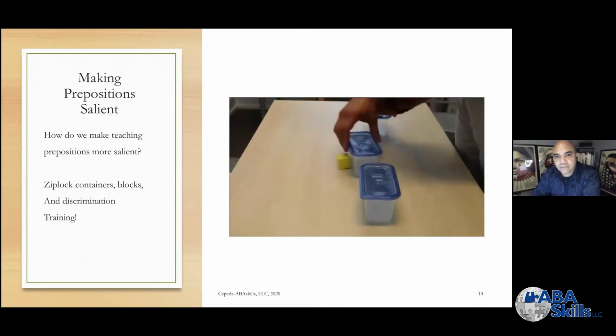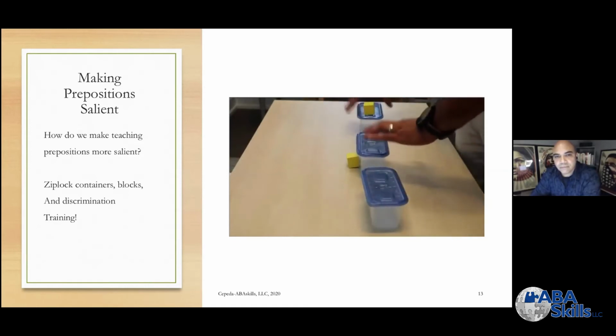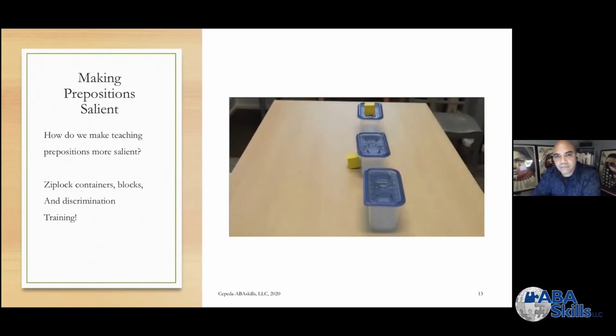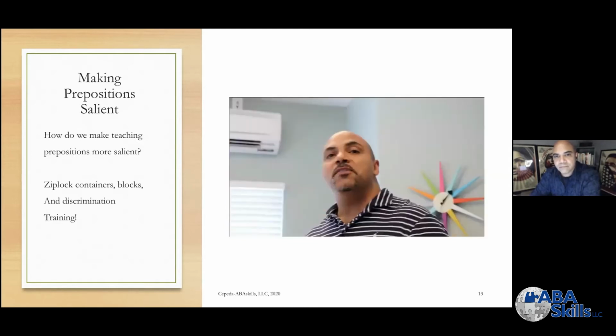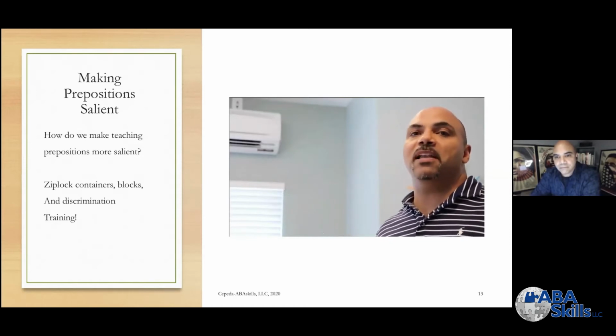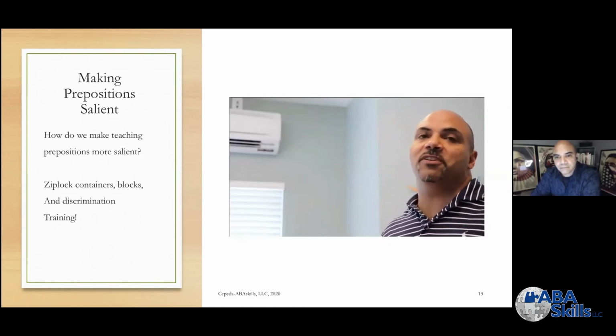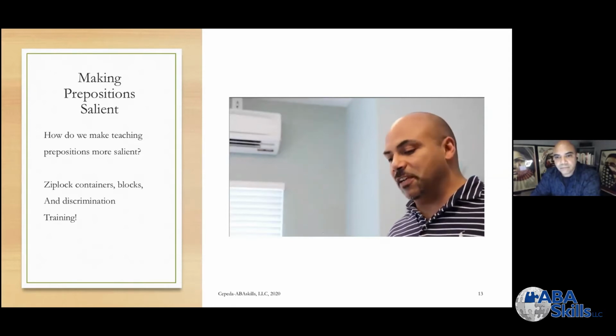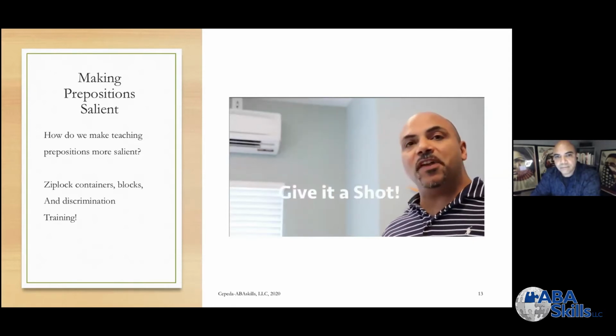There we go. Ready? I like the way your hands are down. You're looking, you're listening, you're following instructions. Touch in front. Very, very good working. So now the learner achieves 90 to 100% independent correct responding, and then we're going to be ready to introduce our third preposition.